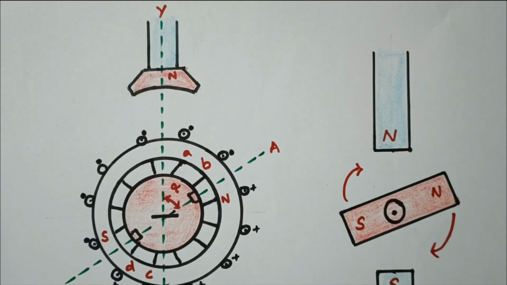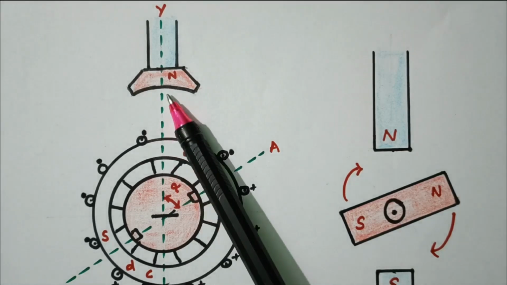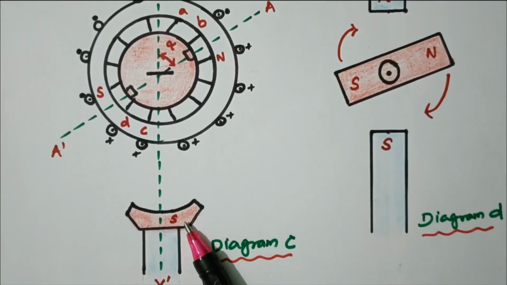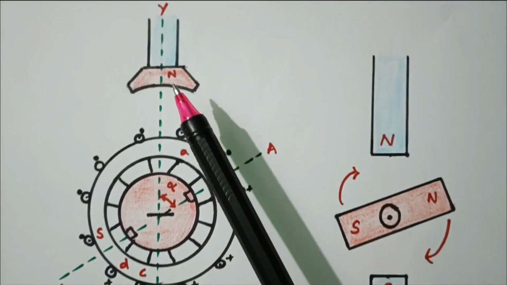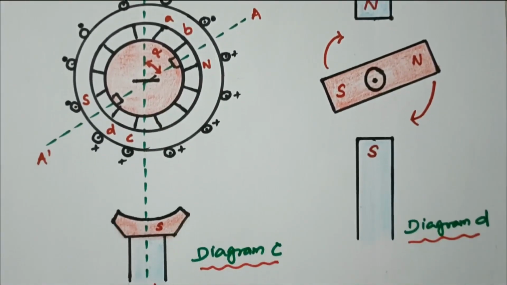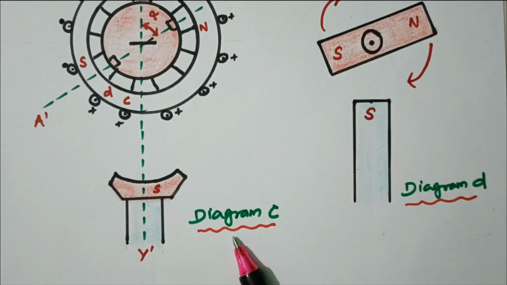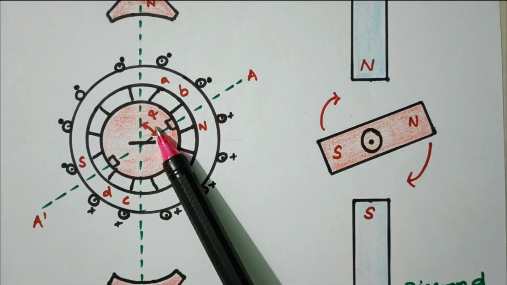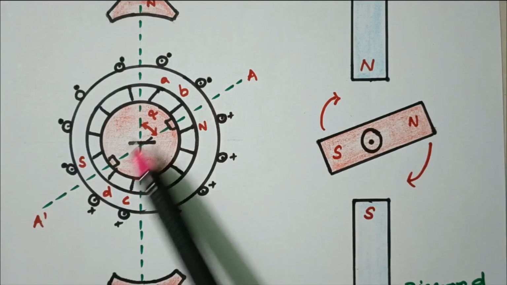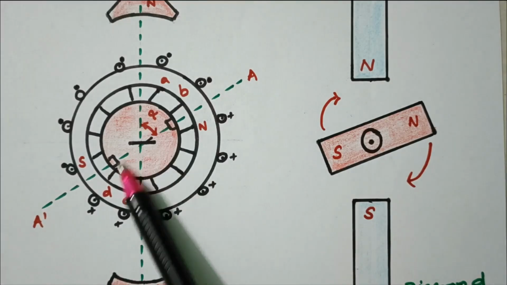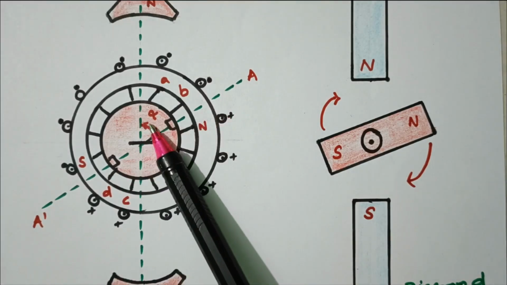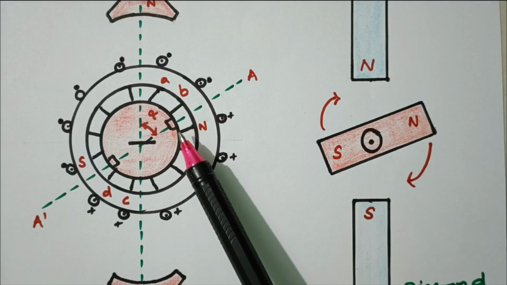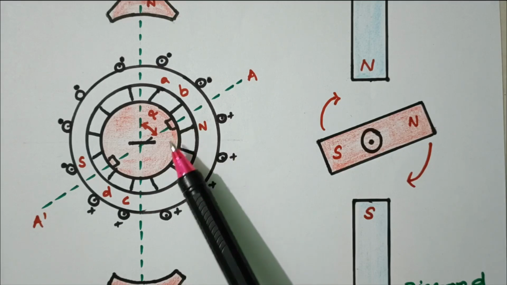So this refers to diagram C. At the top we have the N pole, what we discussed earlier, and at the bottom the S pole. The axis is YY dash in diagram C. Now the rotor is at an angle of alpha, between AA dash and YY dash. In this position also an EMF will be induced and the motor rotates.